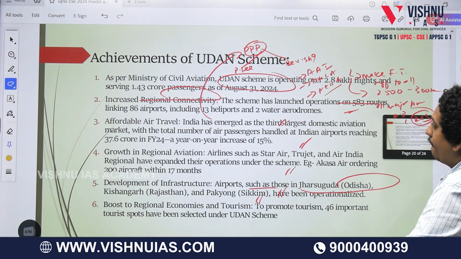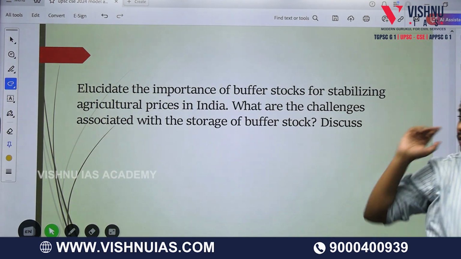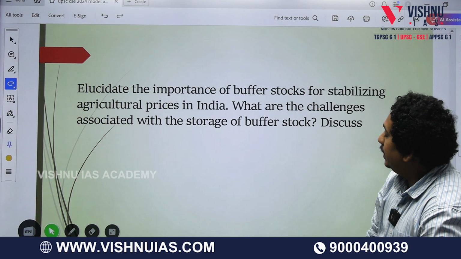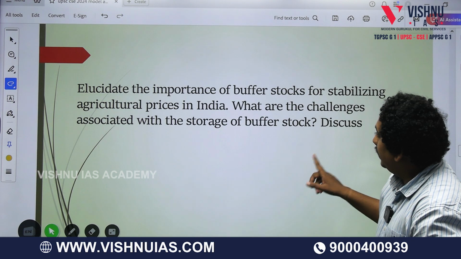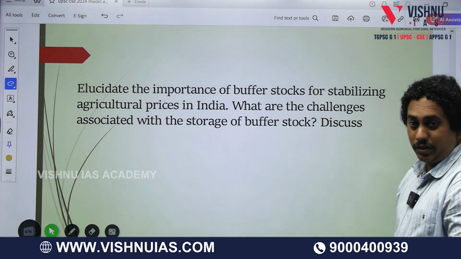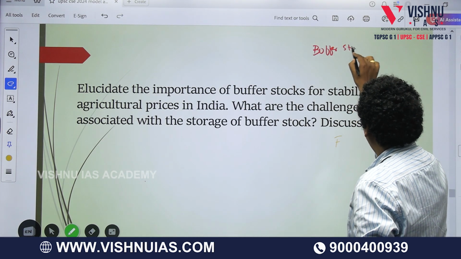Okay, next question, if you look at it: elucidate the importance of buffer stock for stabilizing agriculture prices in India. What are the challenges associated with the storage of buffer stock? Discuss. What do you mean by buffer stock?